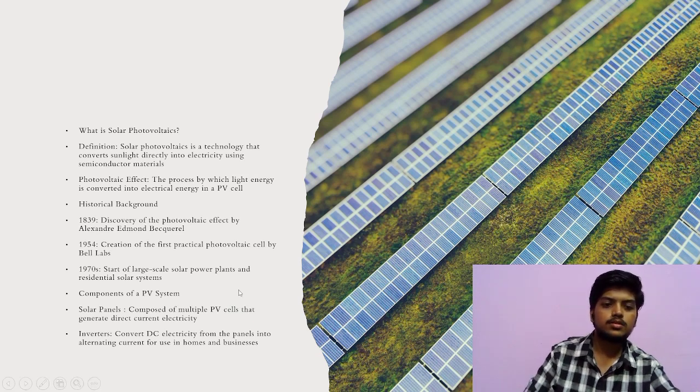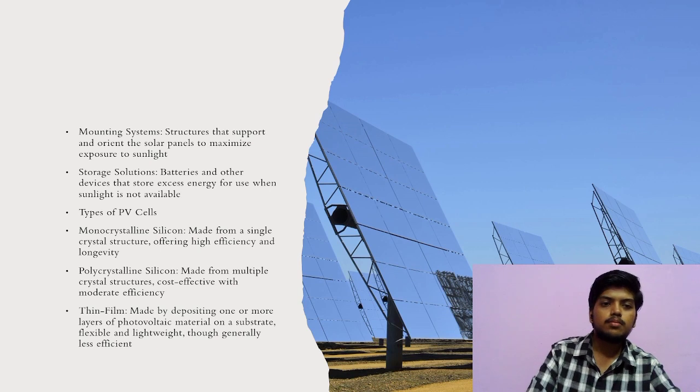Solar panels are composed of multiple PV cells that generate direct current electricity. The inverter converts DC electricity from the panels into alternating current for use in homes and businesses. The mounting system is the structure that supports and orients the solar panels to maximize exposure to sunlight.